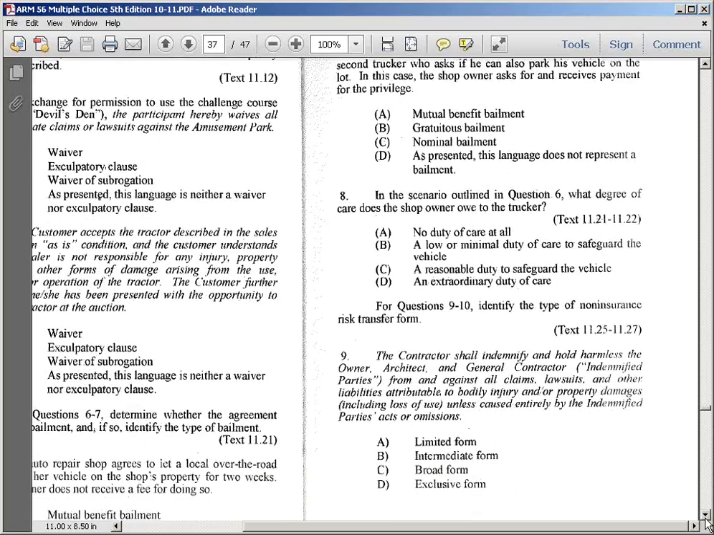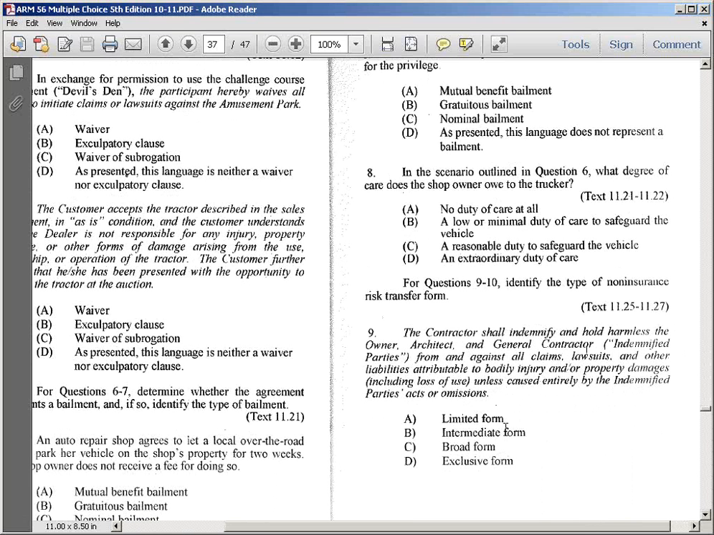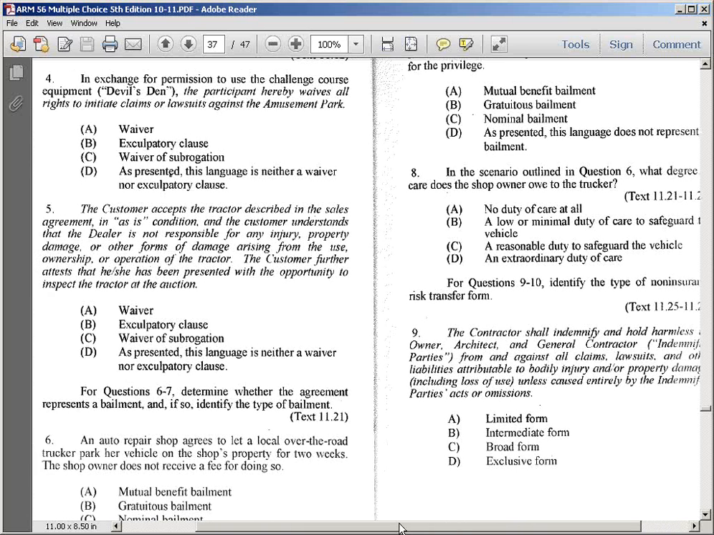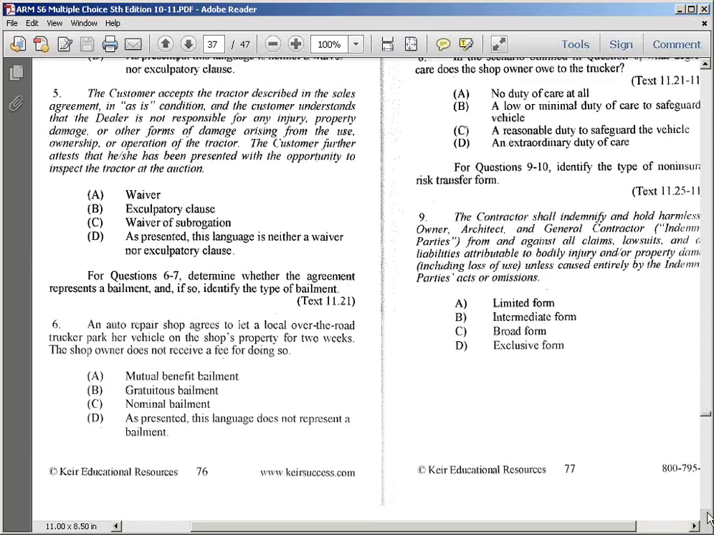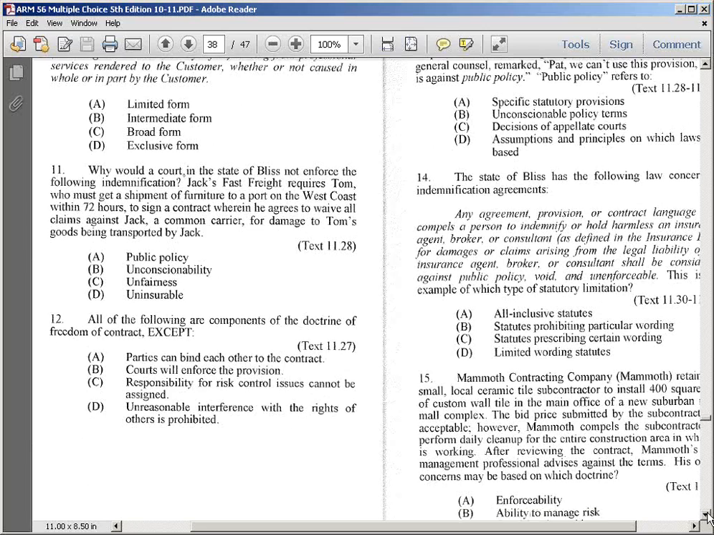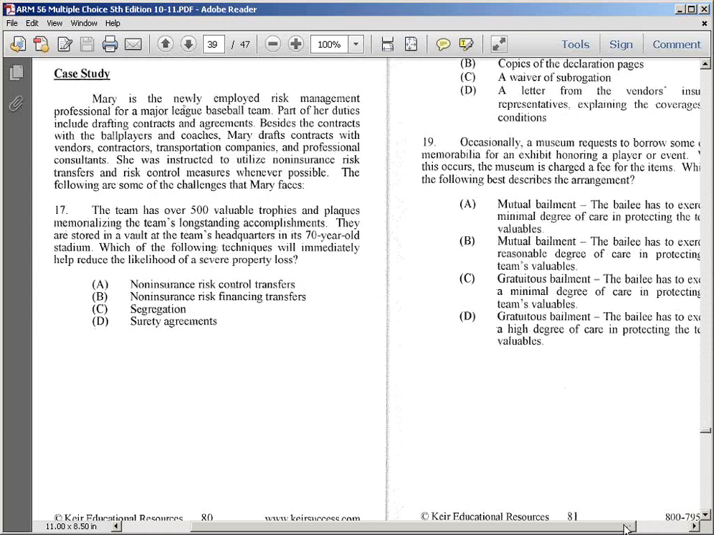Let's see if we can find another. You can see a question that talks about indemnification. What type of form? If you remember correctly, we had limited form, broad form, exclusive form. Exclusive actually wasn't part of that, so that's a red herring. You either had limited, intermediate, or broad form. But you can kind of go through it. Again, the main reason I want to show this is that when you look at the types of questions, it gives you an idea of what you might expect on the exam and how you might want to study for it.